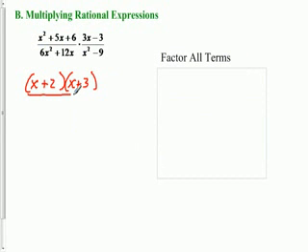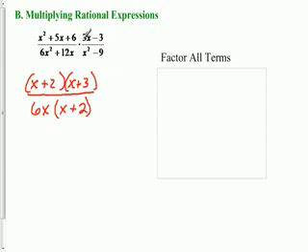Let's go ahead and do the denominator of that term. This is not a trinomial, so the first thing you want to look at is, can I pull common terms out? So you can see there's a 6 in both terms, and there's at least one x in both terms. So we can pull out 6x, that leaves an x in the first term, and 2 in the second term.